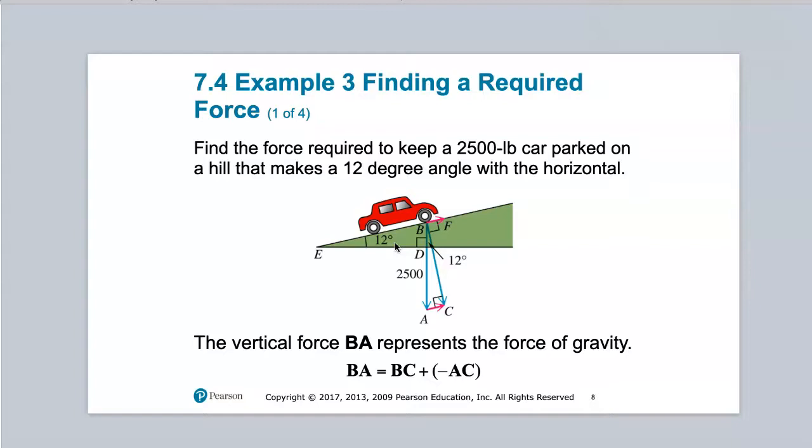And the force of gravity is going straight down, right? So the force required to keep it on the hill is represented by this pink vector. That would be the force required to keep it on the hill. Now you can break up that pink vector into two components. You have the force of gravity, which is going straight down, and then you have this other force BC is the force of the car acting on the hill itself.